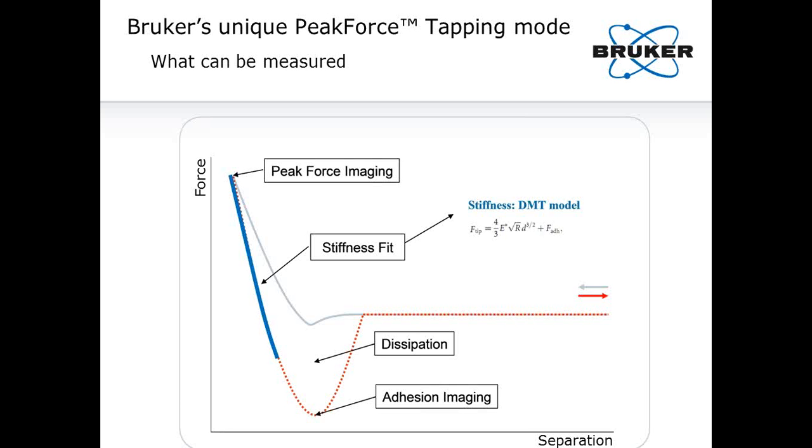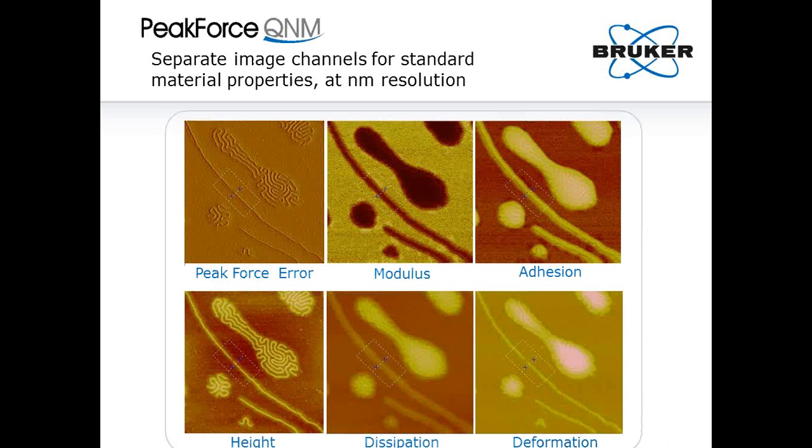The feedback on the peak force makes AFM imaging very intuitive, as the AFM feedback loop truly maintains a physical quantity, the maximum tip sample force. All the other components can be extracted from a real-time curve fit and displayed as separate data channels simultaneously with the topography image. An example.